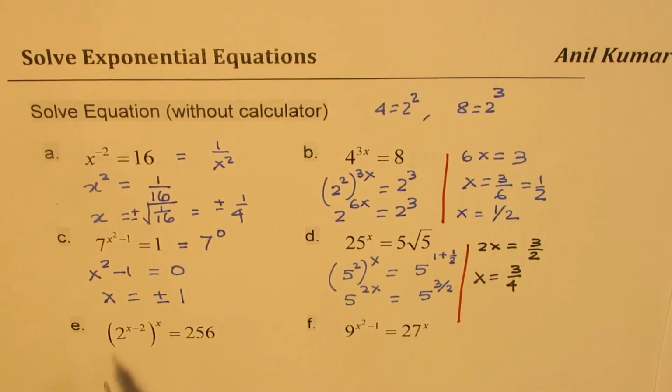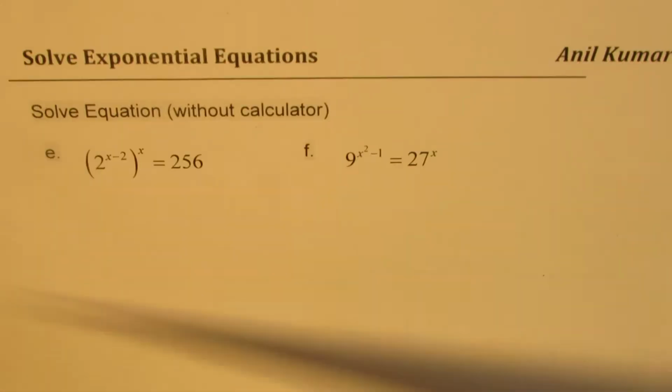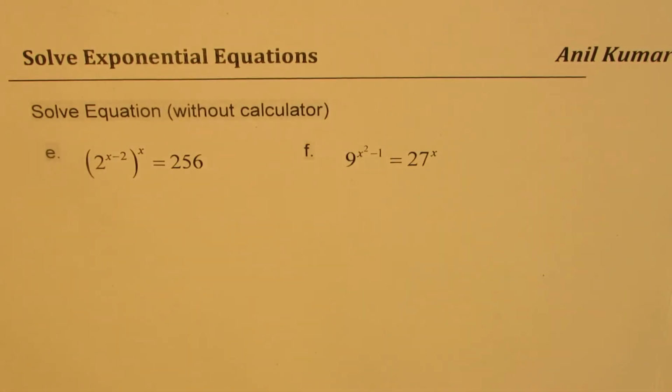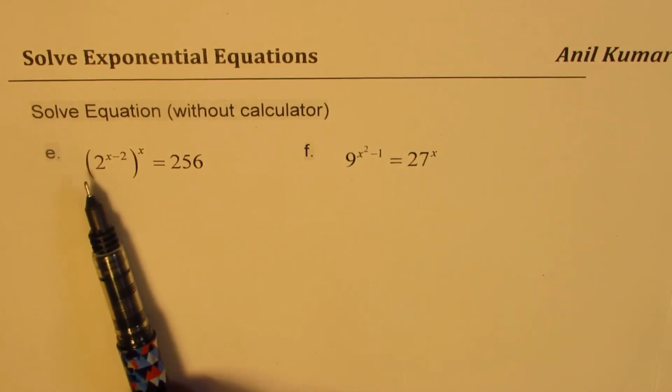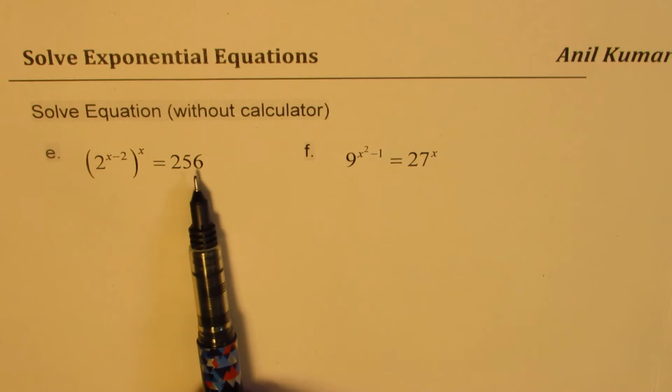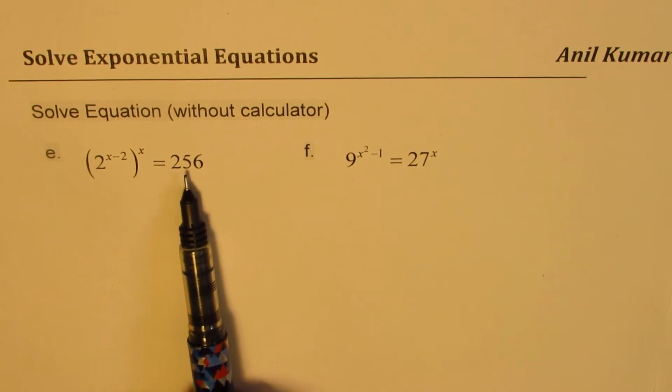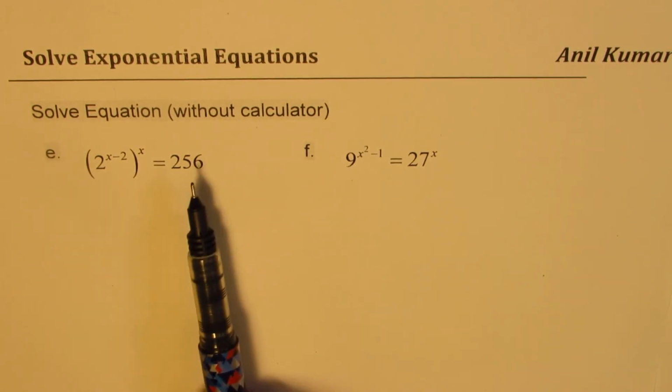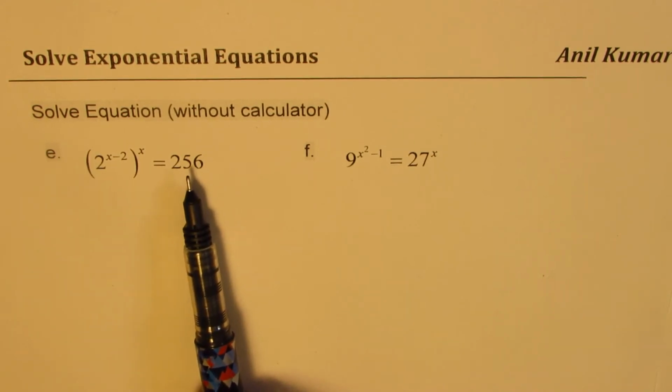Now, I would like you to solve E and F. These are slightly more difficult than the other ones. Here is my solution. We'll do it on a fresh page. Now, I got 2 to the power of something is 256. Can you write 256 as a power of 2? Right? That is something very important to do.